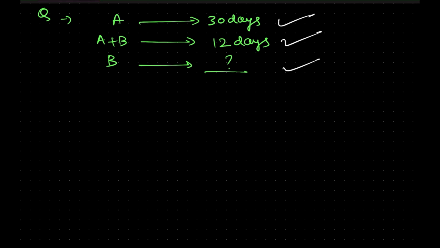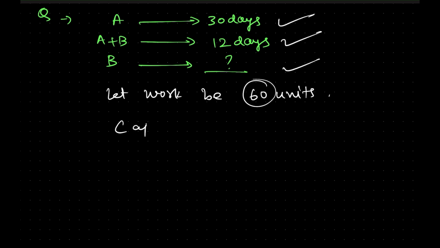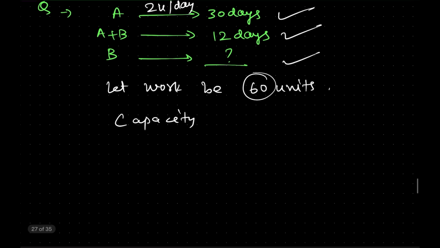You can pause this video and try it by yourself. Okay, now let's start. We will take a number that is easily divisible by 12 and 30. Let the work be 60 units, because we can see that 60 is divisible by 30. What will be the capacity of A? Actually we don't have to calculate, we can directly see: 60 divided by 30, so 2 units per day. And for A plus B, 60 divided by 12, so it will be 5 units per day.